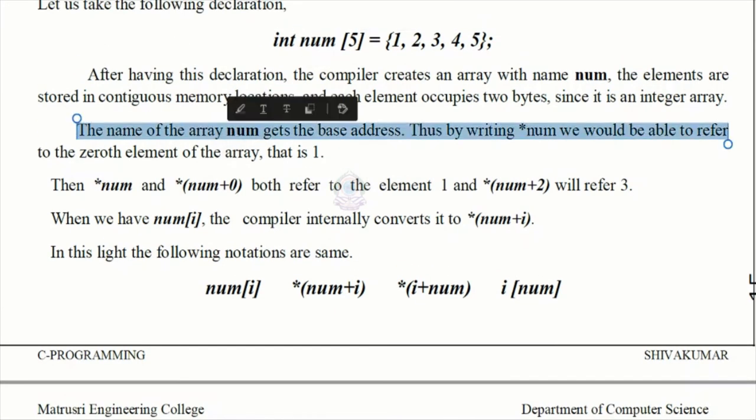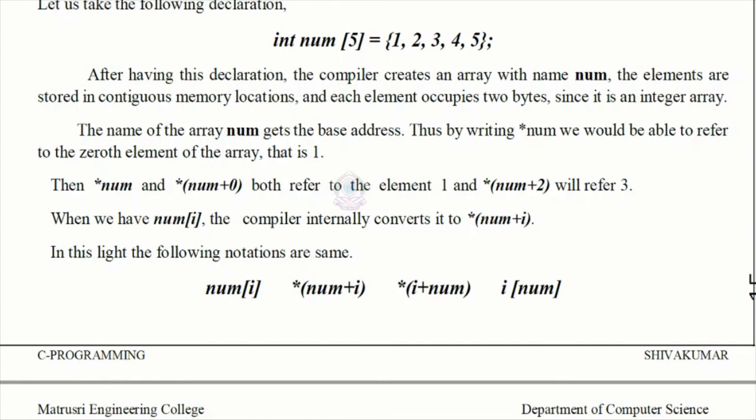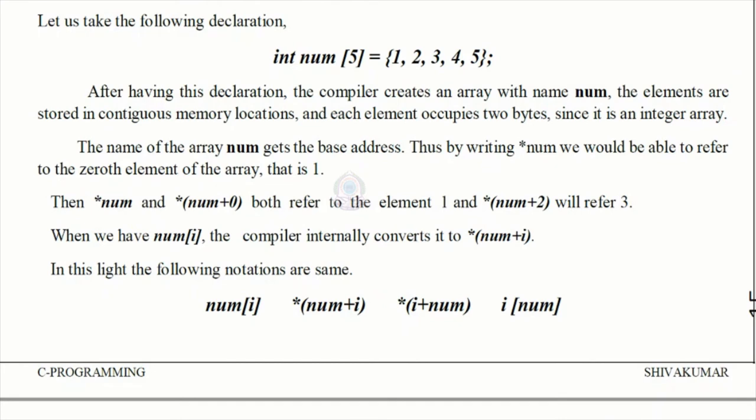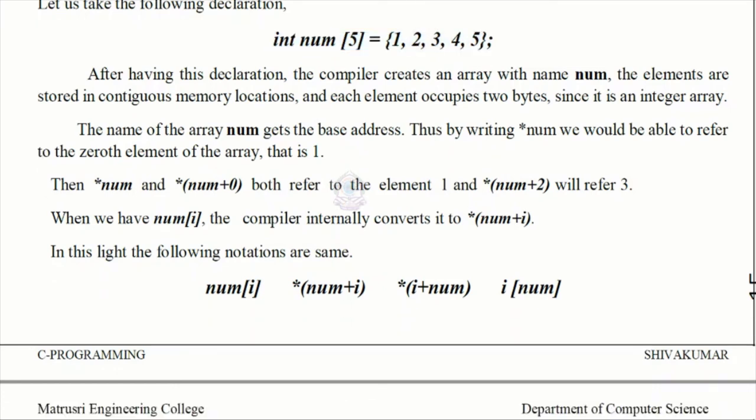So if I write num, the first value will be accessed. If I write num plus 0, it is the first value. Num plus 1 is the second, num plus 2 the third, num plus 3 the fourth, num plus 5 the sixth. I am just incrementing. How can I do that increment? By using the i operation.